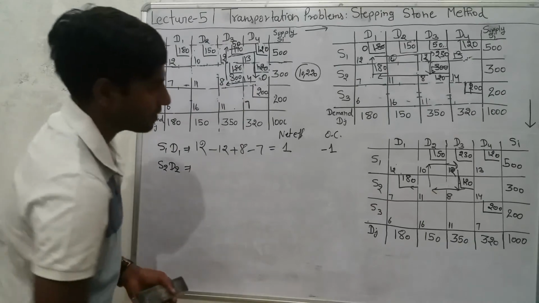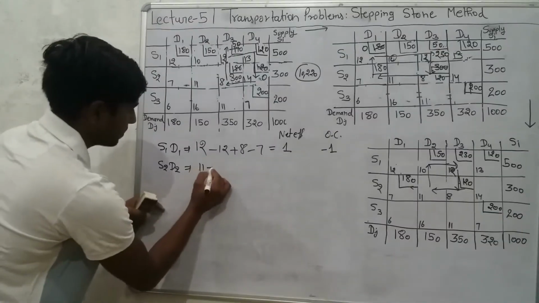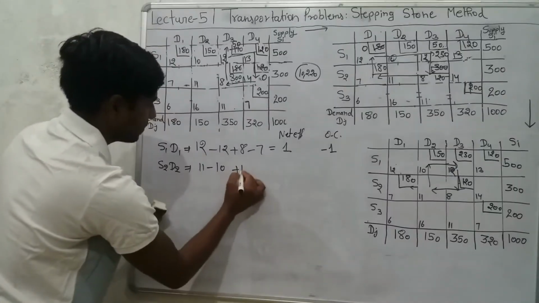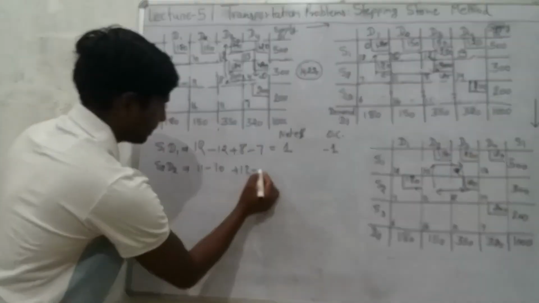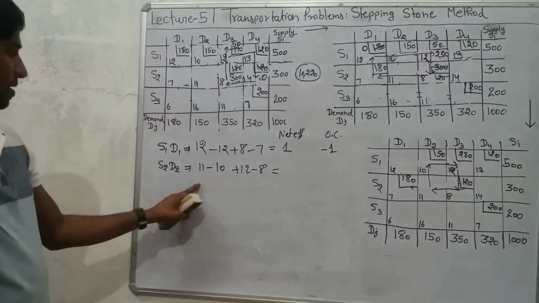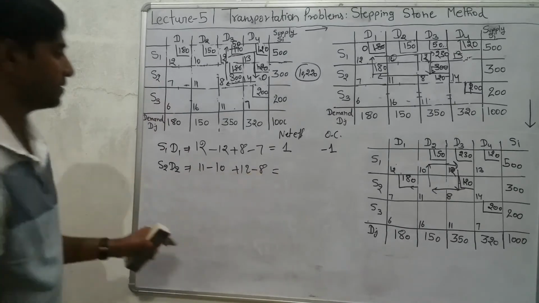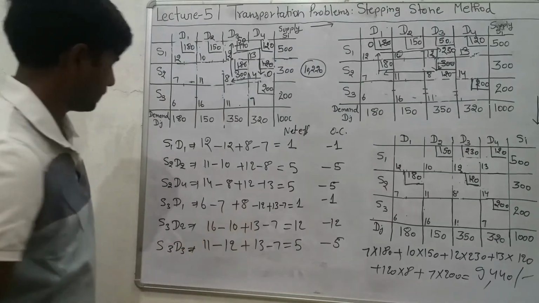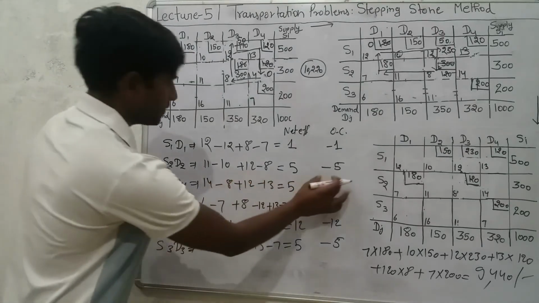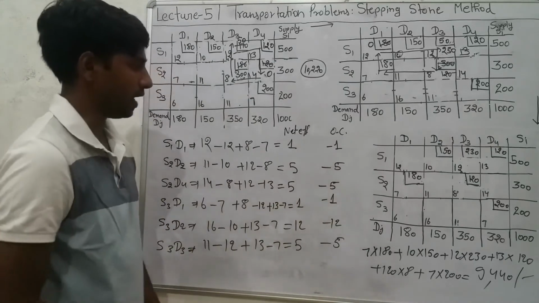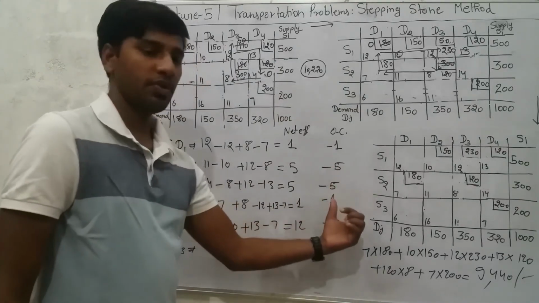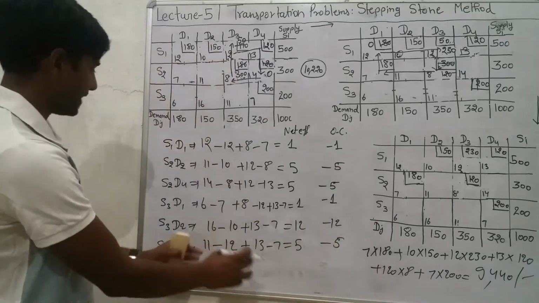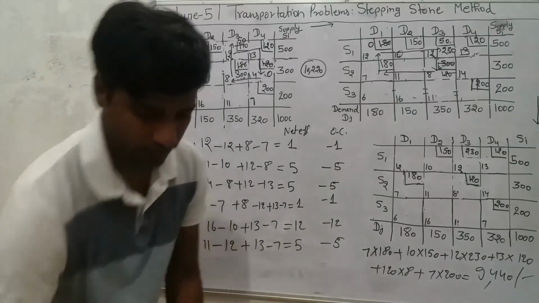So what would be the net effect? Plus 11, minus 10, plus 12, and minus 8. Net effect is 11 minus 10, 1, plus 12, 13, minus 8, that is 5, so minus 5. So net impact in S2D2 would be minus 5. So every time we are getting minus 5 in opportunity cost, it means we are getting closer to the optimal solution. So now the next empty cell is S2D4.